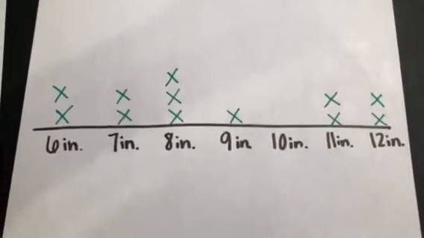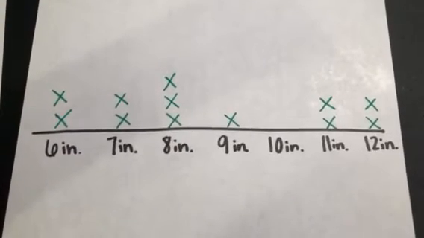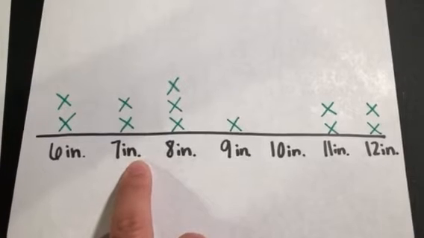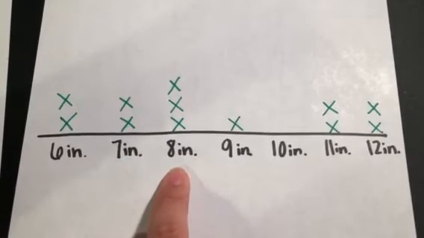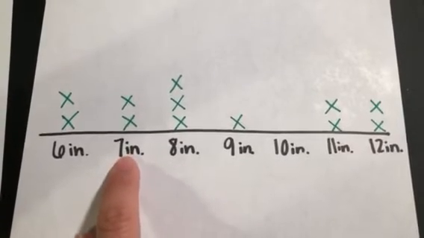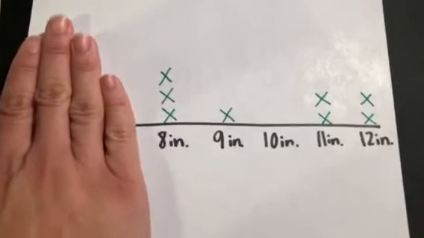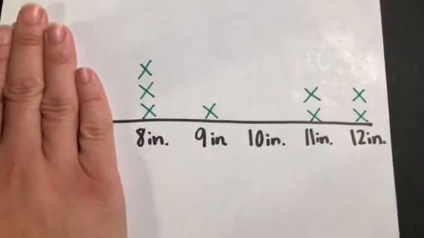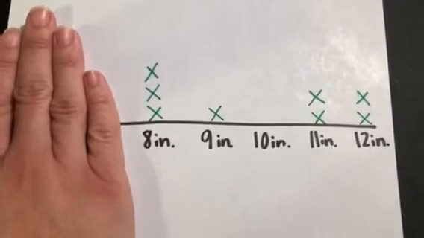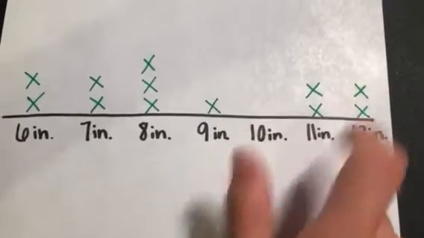My next question says, how many boards were longer than 7 inches? Is this longer than 7? Is this longer than 7? What about this? So 7 would not be longer than 7. That's 7 exactly. Here is where we get to longer than 7. So let's cover these up. How many are longer than 7? If you said 8, you're correct. There's 8 X's. 1, 2, 3, 4, 5, 6, 7, 8.